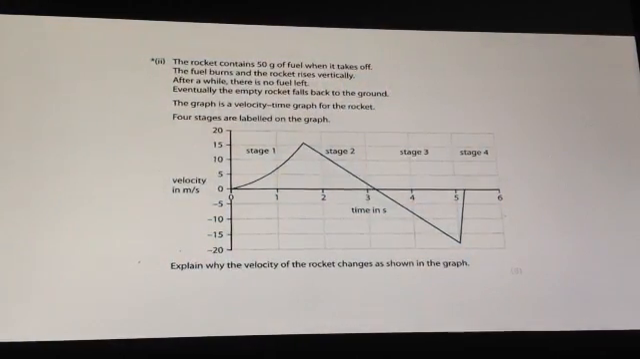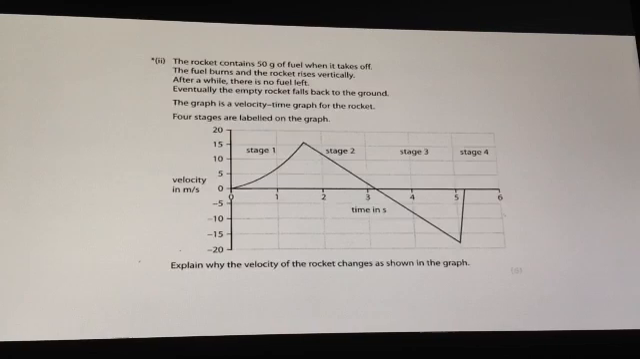See, I'm back. I really want to explain it as well. At stage 1, the rocket is burning fuel. That creates a thrust force, and the thrust is greater than the weight. So there's a resultant force upwards that accelerates the rocket up into the air.